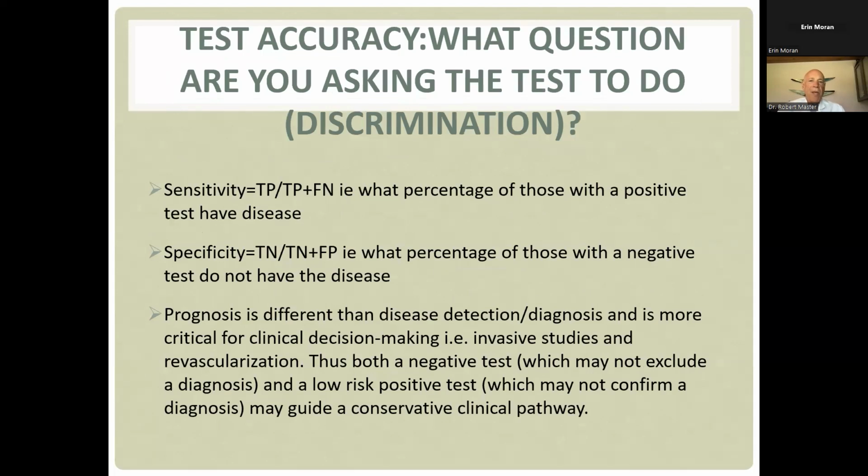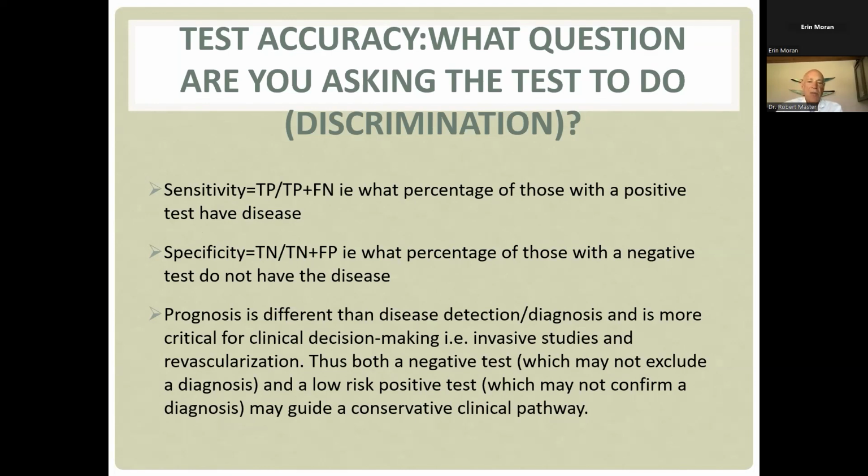So what tests are you asking? And this is sensitivity and specificity. So you want your test to be sensitive. That is, what percentage of people who have disease are picked up with a positive test, versus specificity: what percentage of those with a negative test do not have disease? If you're doing a diagnostic test, you'd like the sensitivity ideally to be 100% so that you don't miss people who have disease.